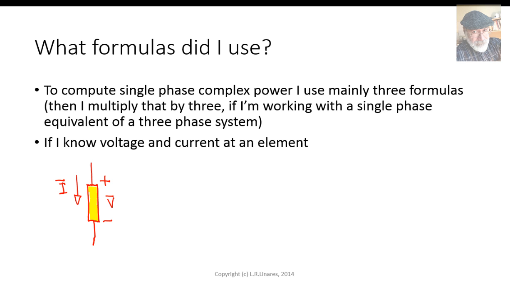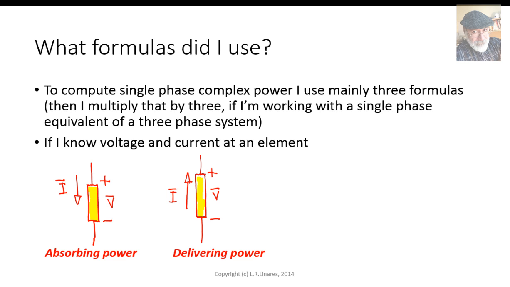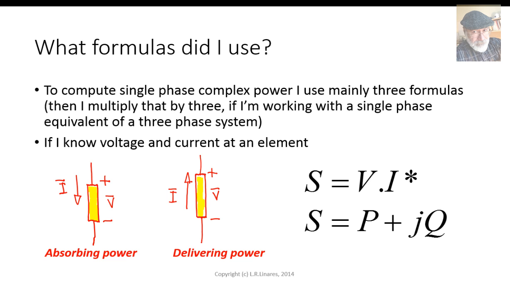If I know the voltage and the current in an impedance, we can draw it like that, assuming that the impedance is absorbing power, like this. The impedance is delivering power, like this. But the power is computed using the Steinmetz formula. Complex power is the voltage multiplied by the conjugate of the current. The real part is P, the active power or average power, and the imaginary part is Q, the reactive power.